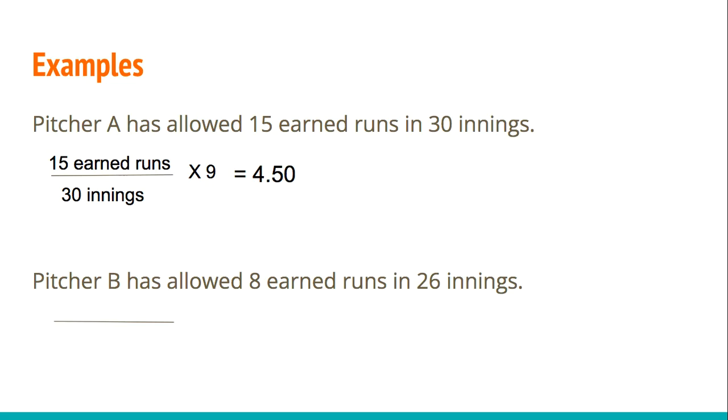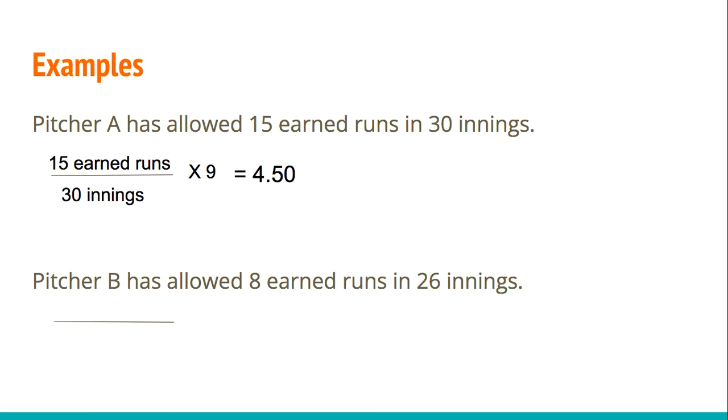4.50. ERA tends to be reported to the hundredth place, so you're going to want to include that 0 at the end. Essentially this is saying this pitcher would give up 4.5 runs per game if he pitched the entire game. Obviously, half a run is not possible in baseball, but it is an average over time.